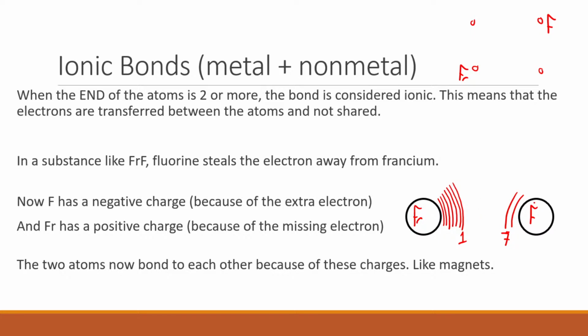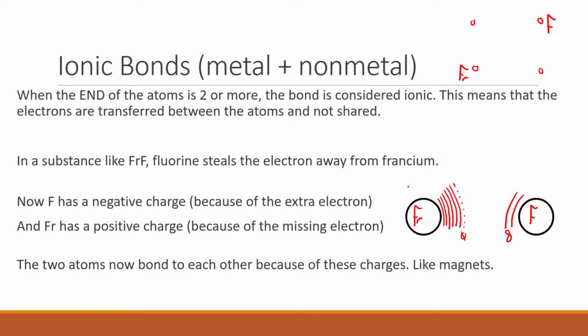When these two elements get together, the very strong electronegativity of fluorine, combined with the very weak electronegativity of francium, results in francium losing an electron and this entire outer shell, and fluorine gaining that electron, making francium now have an empty shell, and fluorine now having a full shell.